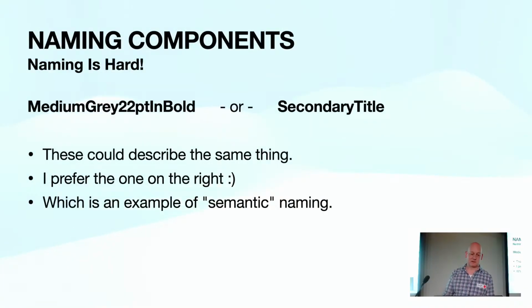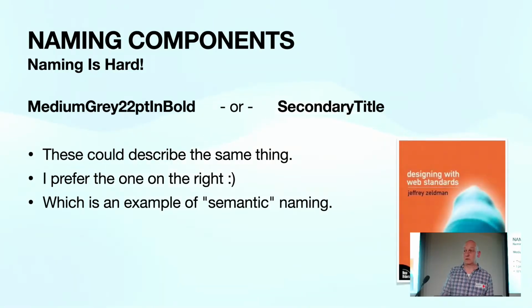The problem you have with components is naming them. Naming anything is always a problem. So you could call a headline or a title something like medium 22 point, whatever. Or you could call it secondary title. And that's an example of semantic naming. If you used to do web design back in the day, you'll know all about semantic naming of things through that phenomenal book from Jeffrey Zeldman. It's a bit of a shame that we've kind of abandoned that in the web design world, but the concepts are basically sound.